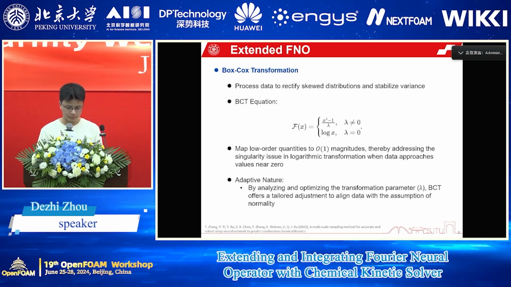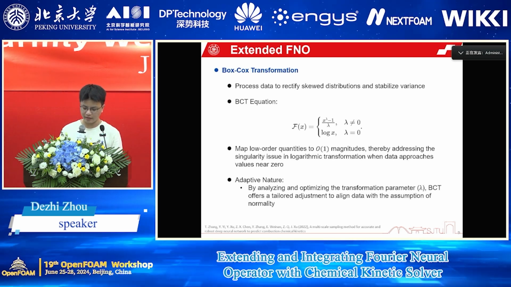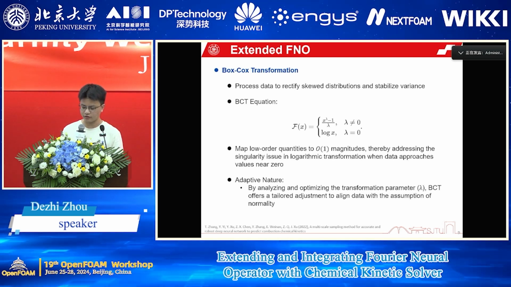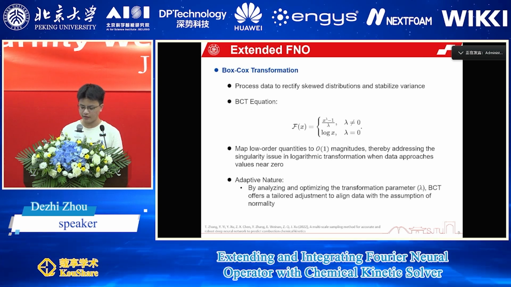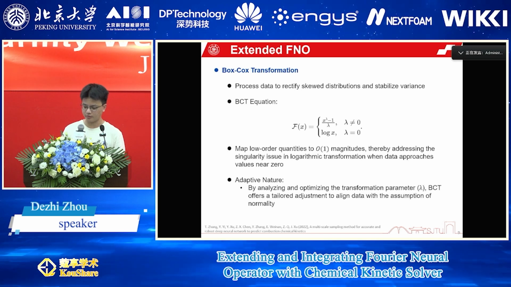The advantage of BCT relies on its adaptive nature. That is, by analyzing and optimizing the transformation parameter lambda in the BCT equation, it offers a tailored adjustment to align data with the assumption of normality.